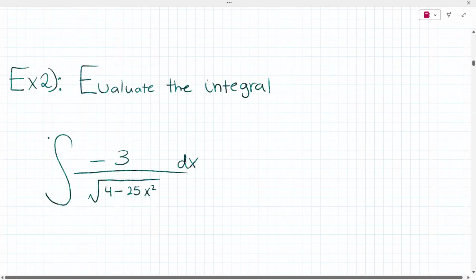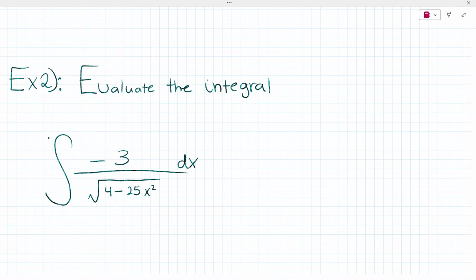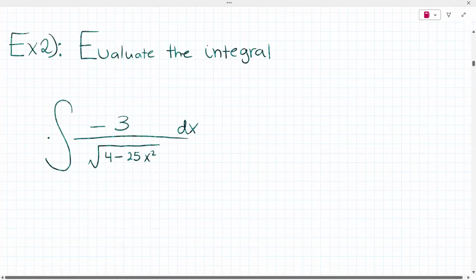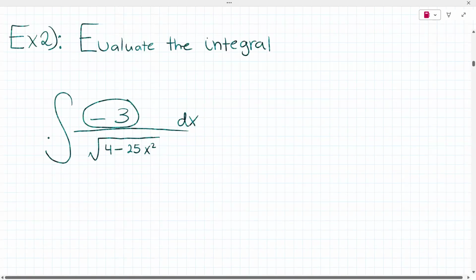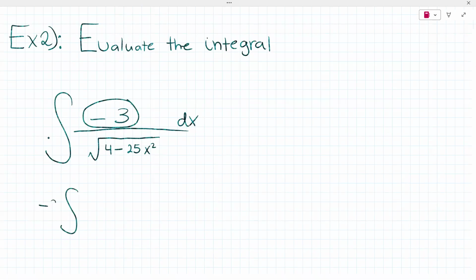Evaluate the integral of -3 over the square root of 4 minus 25x squared, dx. I still believe it's the 1 over a sine inverse of ax over b plus c formula. The thing is, we have to make this into a 1, that's the only way it'll work. So we can factor out this constant -3 and put it in front of the integral. Now you have a 1 over the square root of 4 minus 25x squared, dx.